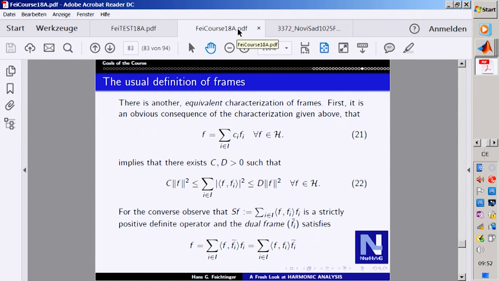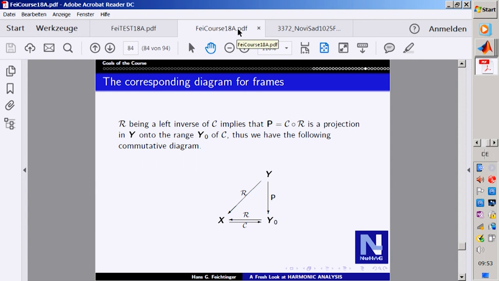Why do I mention and emphasize this diagram so much? Because there's a danger when you go from Hilbert spaces to Banach spaces that you forget about the diagram and that you would say it's an isomorphism. And a good example again is, Charlie Gröchenig was introducing after our joint work the concept of Banach frames.